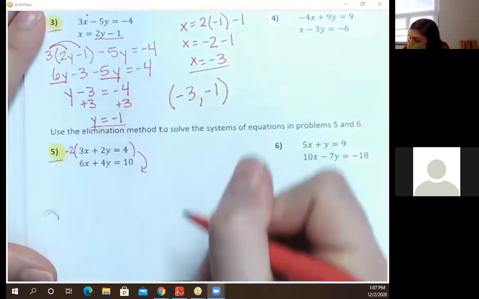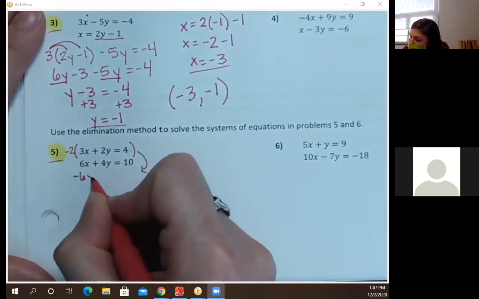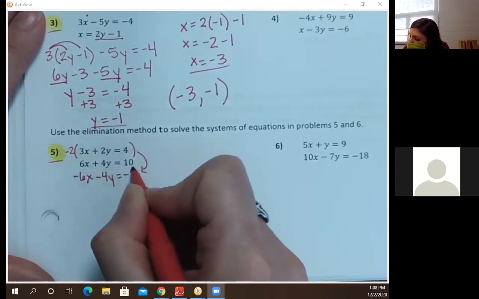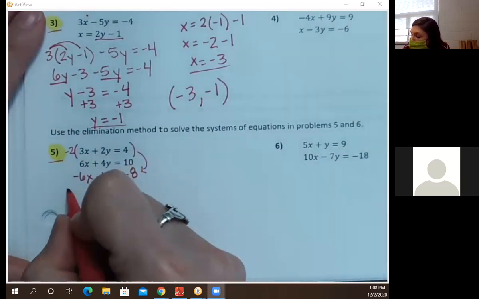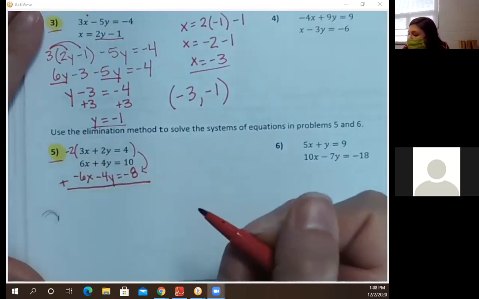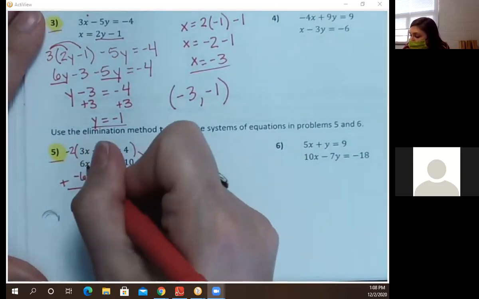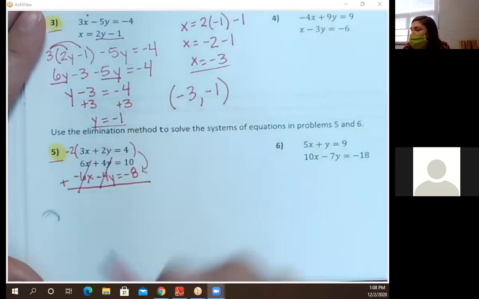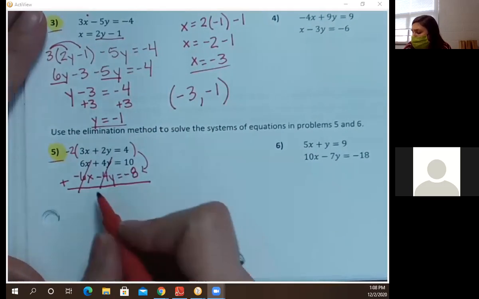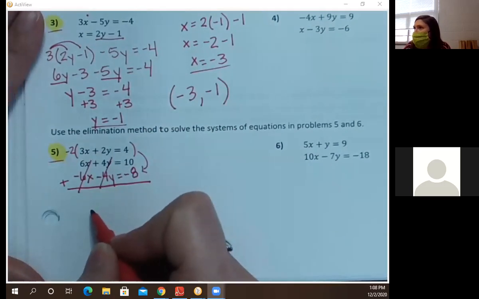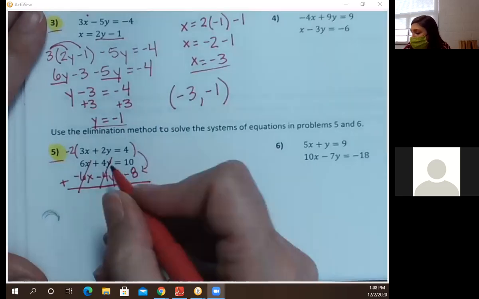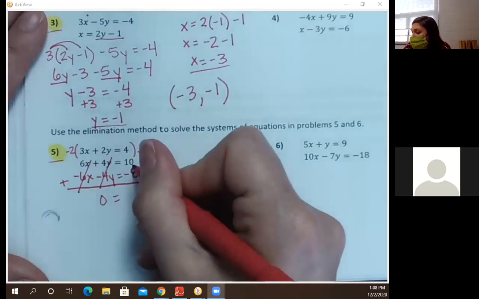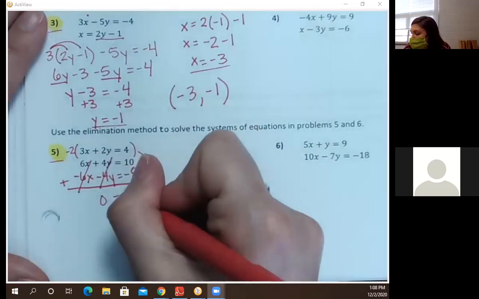And I'll just rewrite that down here. So that would be -6x minus 4y equals -8. Now I can add my equations together. 6x minus 6x means my x's are gone. And then 4y minus 4y means my y's are also gone. So what do I have on this side of the equation? Nothing, right? The x's are gone, the y's are gone, 0. And then on the other side, 10 minus 8 would give me 2.